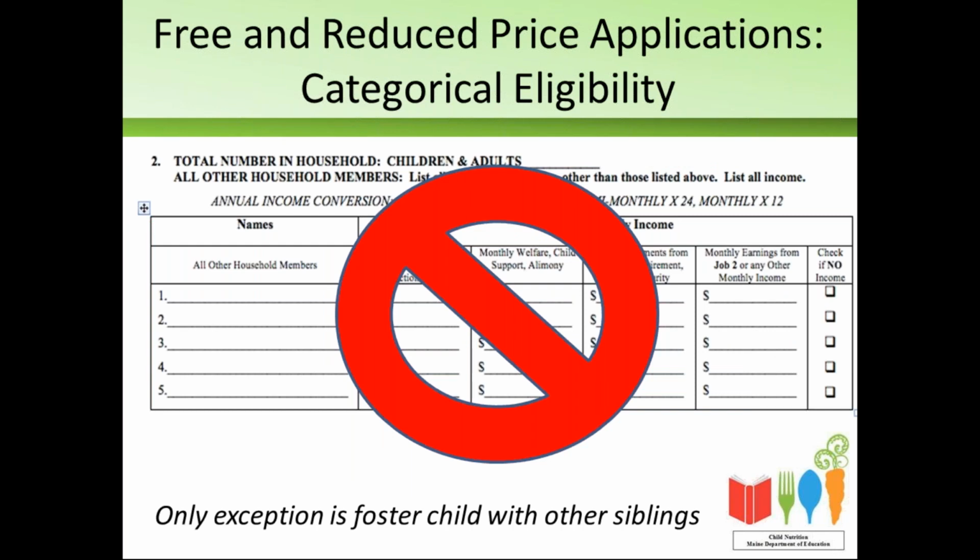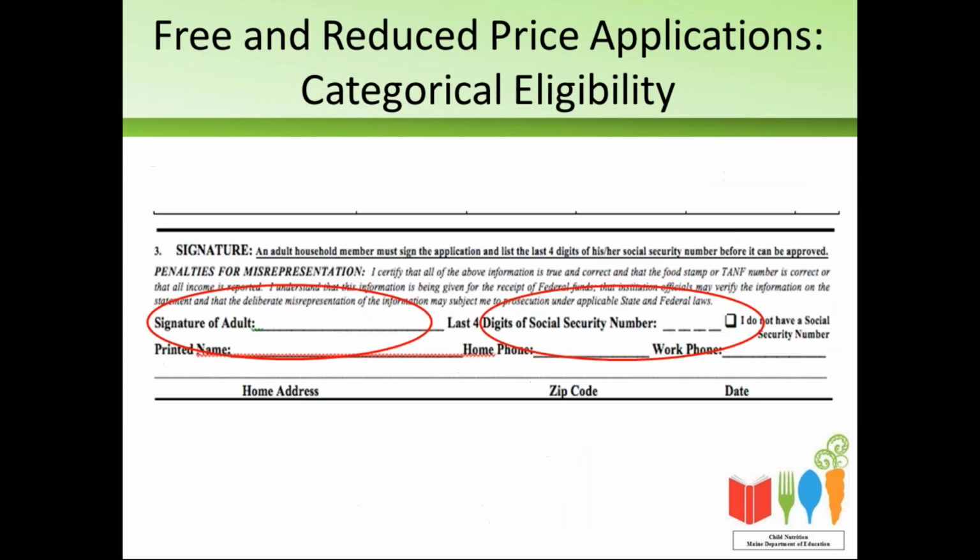If it is a categorical application that has a valid food stamp number on it, you are not required to check the income. The income on that application does not determine the eligibility. A valid food stamp number, SNAP number, overrides the income. The one exception is an application with a foster child: although the foster child is automatically free, the additional children in the household need to meet the eligibility status.